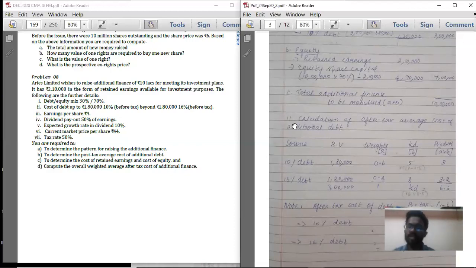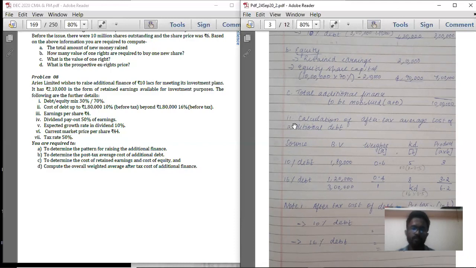Below that, draw a 5 columnar table. First column source, second column BV, third column weights, fourth column KD, which is nothing but cost of debt, and fifth column product. What is that KD? KD is after tax KD. So below that, under sources, record 10% debt. There are two debts, 10% debt and 16% debt. Record 10% debt, below that 16% debt.